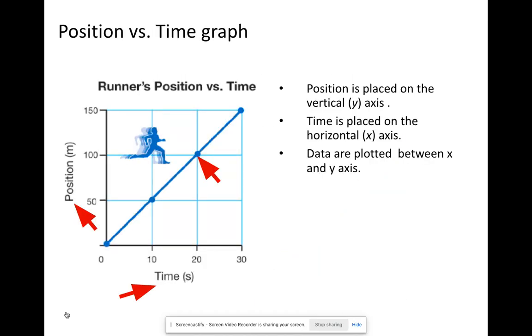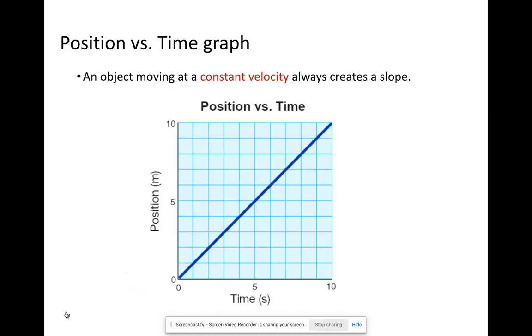And how does that work? So if I place position on the vertical axis and time on the x-axis with the data points between x and y, and that's always how the graph will be set up. You will always need to make sure that position is on the y-axis. Sometimes you'll see position replaced with the word displacement, and that is still the same because remember, displacement is a change in position. So you're still looking at the same information, but again, it will always be on the y-axis. And so when we look at that slope of the line, we will actually be calculating the velocity.